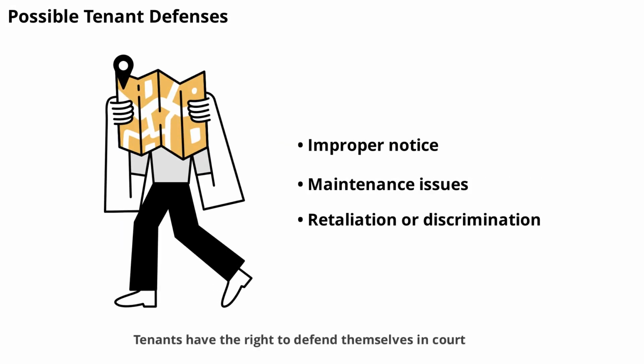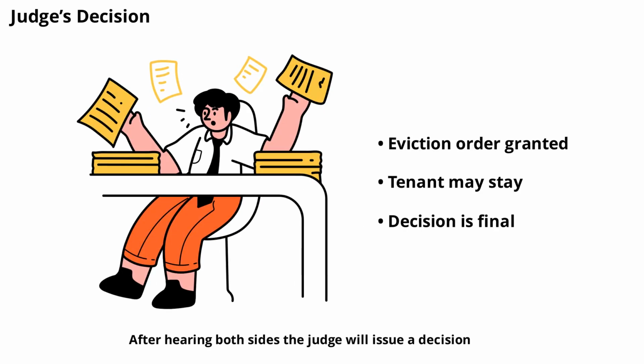Tenants have the right to defend themselves in court. Common defenses include claiming the landlord did not follow proper procedures, such as failing to give adequate notice or not maintaining the property as required by law. Other defenses might involve retaliation or discrimination. If the tenant proves a valid defense, the judge may dismiss the eviction case or require the landlord to correct the issue before proceeding. After hearing both sides, the judge will issue a decision.